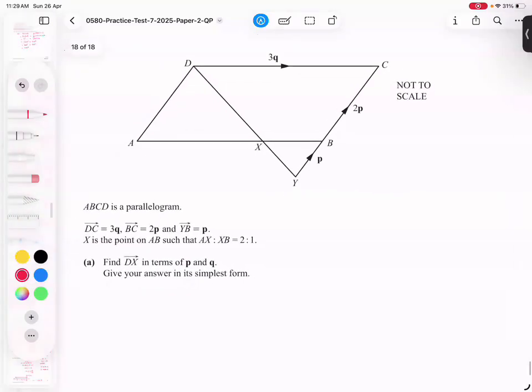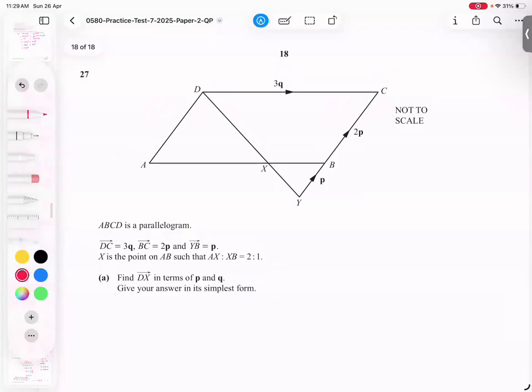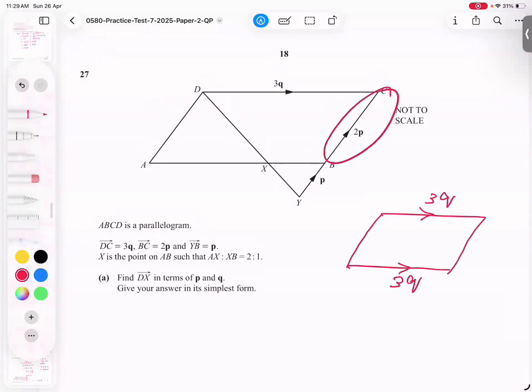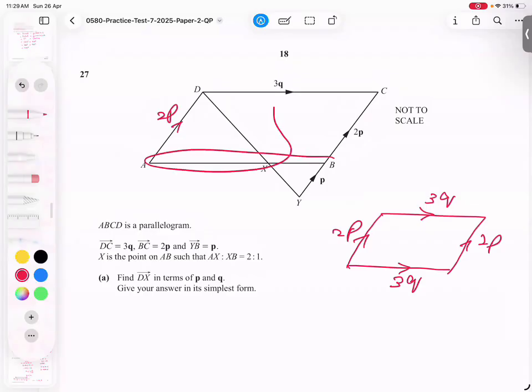Question number 27, students. We have a parallelogram. And what is the property of a parallelogram? Whatever is this, if there is a 3q, there's also 3q. And if this is a 2p, this is also 2p. So I can write here 2p. Okay, now the problem is, this full side is 3q.